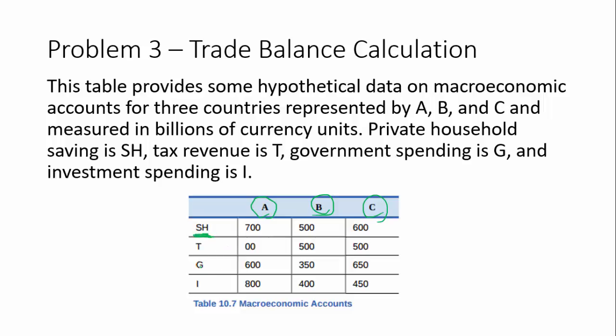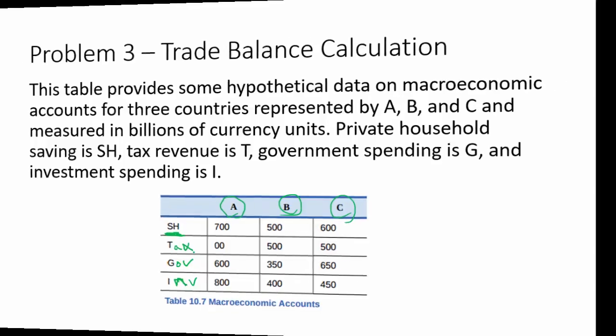Tax revenue is T, so this is tax right here. G is our government spending, and I is our investment. Here's investment right there. So that's kind of how the data is laid out here, and we're going to go ahead and solve some problems using this data.